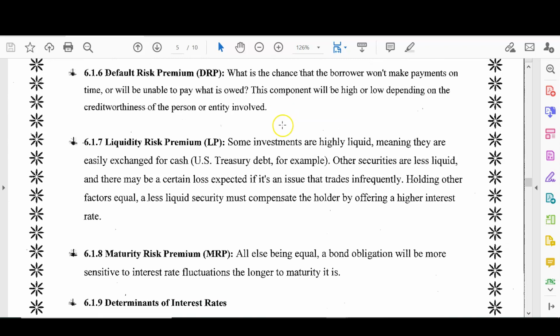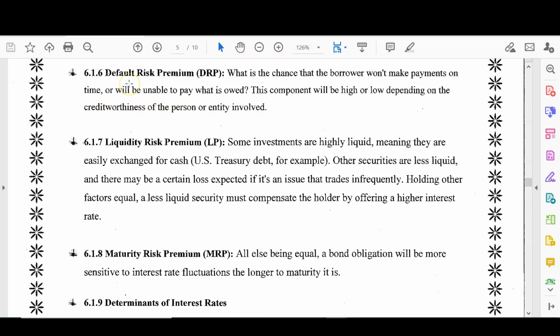Okay, the second premium is default risk premium. We have this premium because for some bonds, they have default risk. This is the risk of the bond going into default. What is the chance that the borrower won't make payments on time or will be unable to pay what is owed? This component will be high or low depending on the creditworthiness of the person or entity involved.